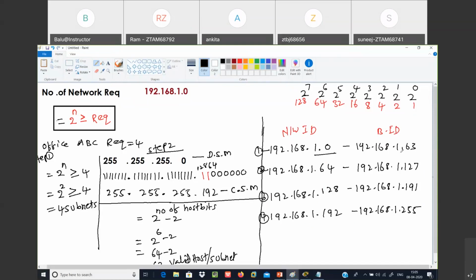1.0 to 1.63, how many IPs are available between? 62 IP addresses. So what does it mean? 1.63, is it a valid IP address, guys? No, it's a broadcast ID. Now what about 1.128, is it a valid IP address? 1.128, no, it's not valid. What is this 1.128? The network ID, right?